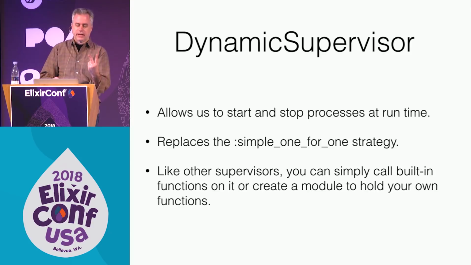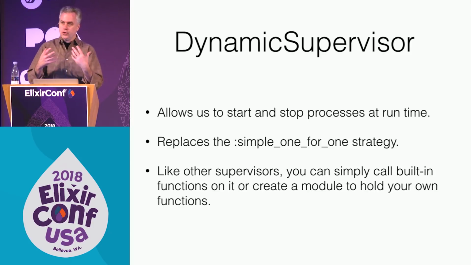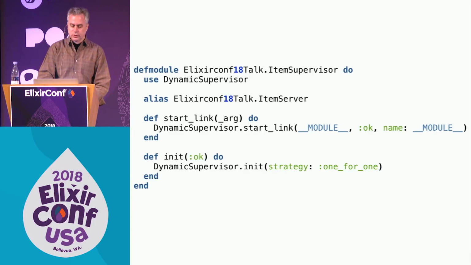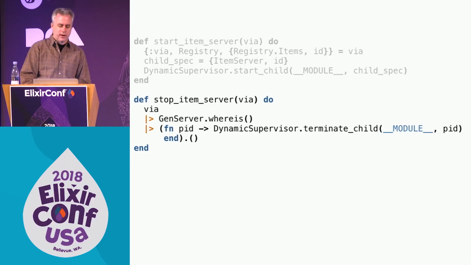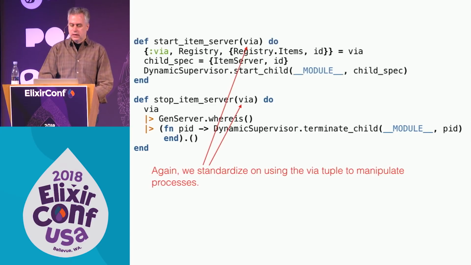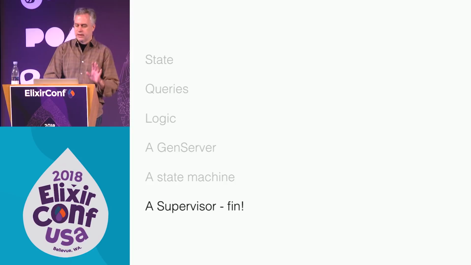There are two ways of using any supervisor, DynamicSupervisor or the regular supervisors. You can just use the built-in functions that they have inline, or you can create a module and add extra functions that you might want there as well. For fun, we'll use the module one. This has the standard OTP pattern. We've got a public start_link function that calls a DynamicSupervisor function that triggers the init. If we want to add our own functions, maybe we want to programmatically start our item server processes or programmatically stop them, we add that into that module. And again, all those publicly facing functions standardize on the via tuple getting passed around. So, supervisors, we're done with that.